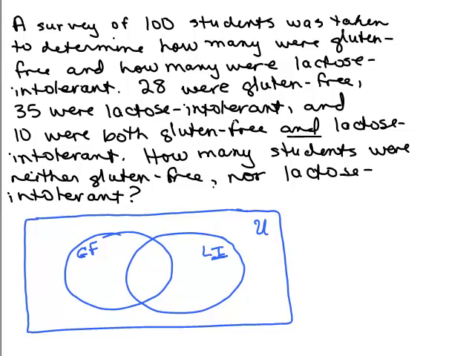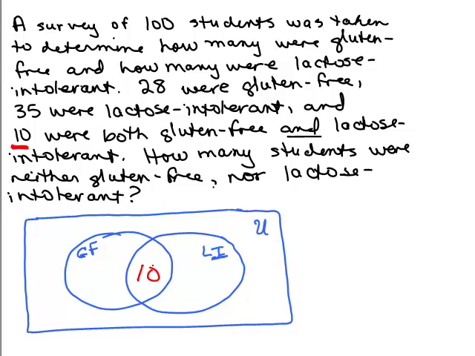35 were lactose intolerant. Same problem. There are two regions here. The numbers have to add up to 35. So I can't fill anything else in here yet. Okay, let's see if I can get someplace. 10 were both gluten-free and lactose intolerant. So after I use that information, I'm going to write down that I used it. 10. All right, I know where the 10 goes. The 10 is going to go right there.